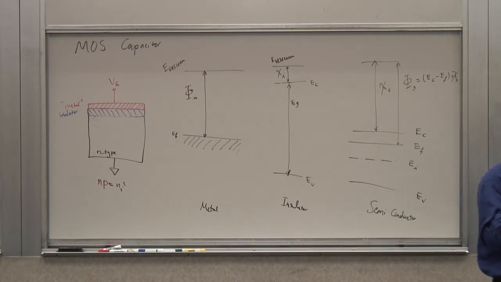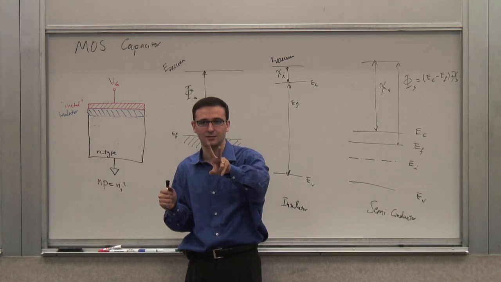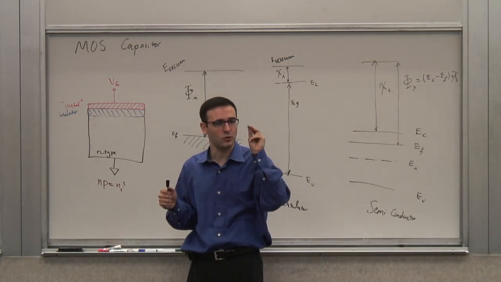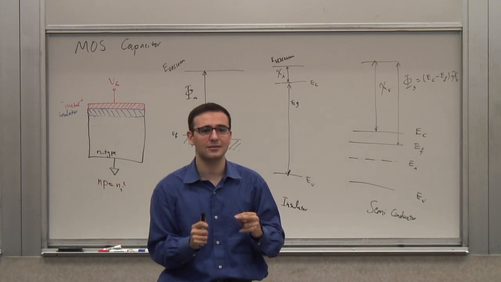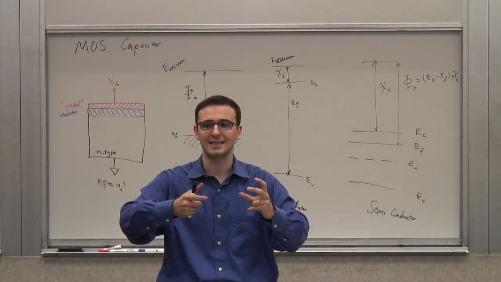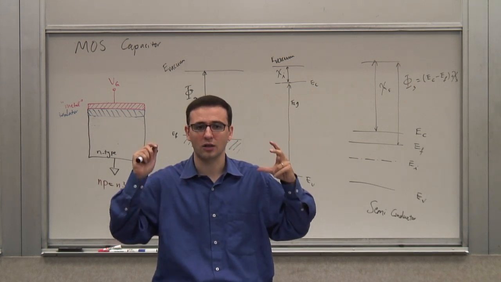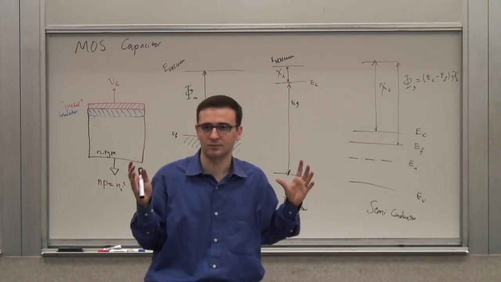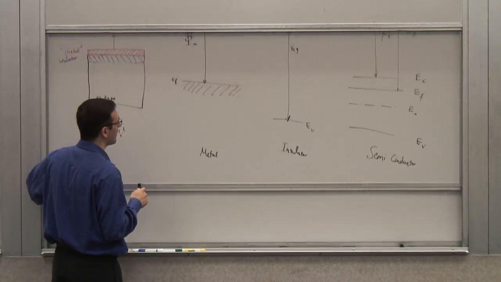Okay. Now I have these three pieces of material, and I bring them close to each other. Now, I'll make two simplifying assumptions that are not justified. So I make two assumptions for our basic calculation, and then we'll come back and see how things change when these assumptions do not hold, which they generally don't. So, the two assumptions I'm making here, let's write them down.